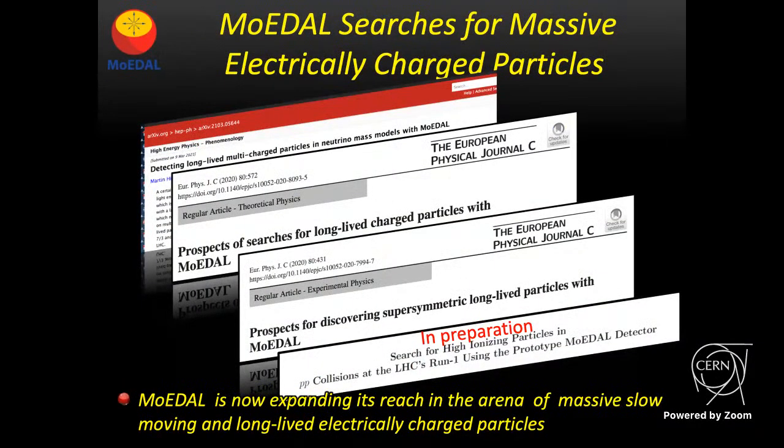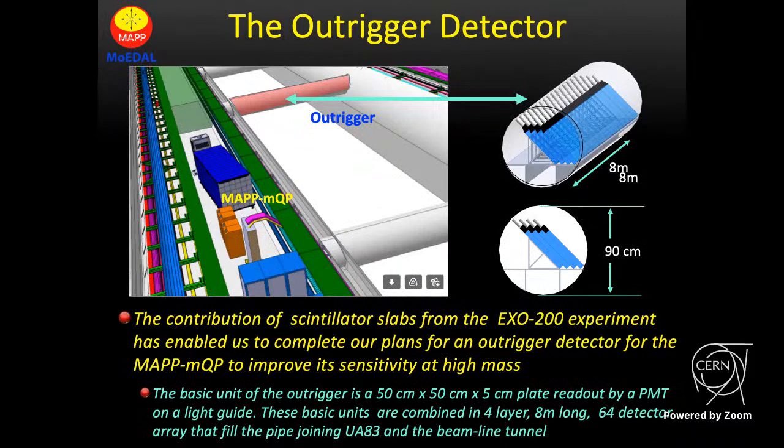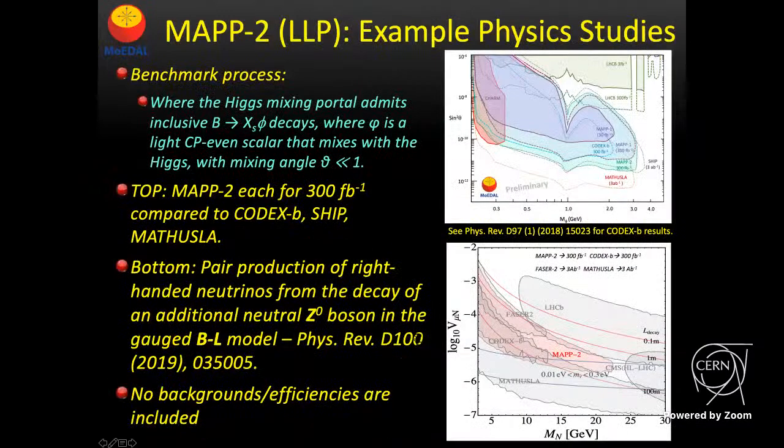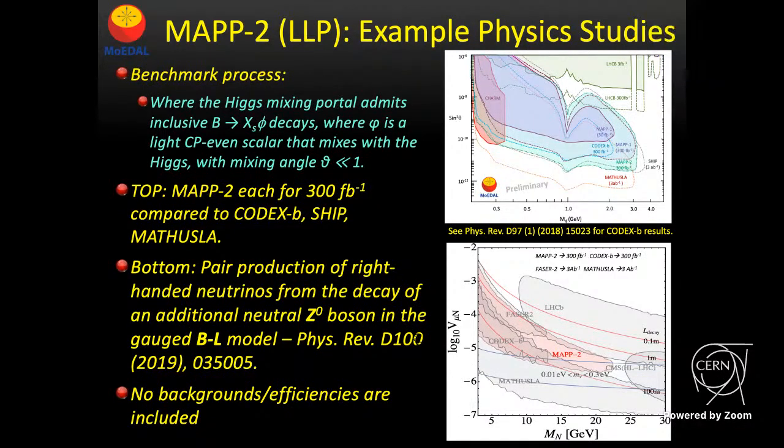Yes. But when we go to MAP-2, for example, which is our first ability to really look for long-lived particles, we can go to C-taus that go for hundreds of meters. I see. So basically, it's very complementary to ATLAS or CMS because you're sensitive to very long-lived particles which are not accessible by ATLAS or CMS. Yeah, that's right.